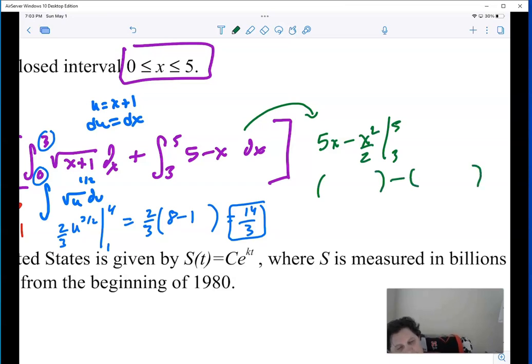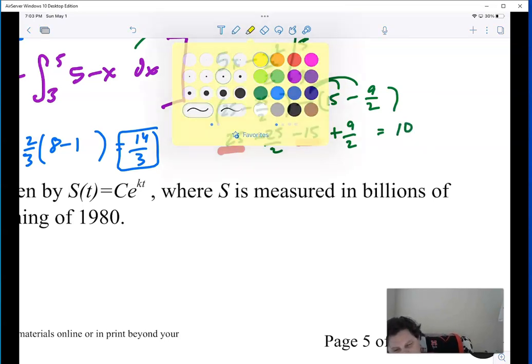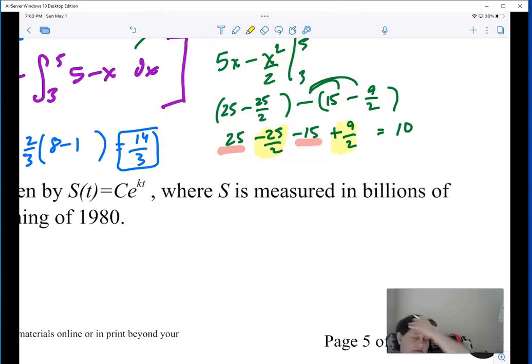And so if I do top minus bottom, when I plug in 5, I get 25 minus 25 over 2. When I plug in the bottom, I get minus 9 over 2. I'm actually not going to get a common denominator just yet. What I'm going to do is distribute that to minus plus 9 over 2, and then I'm going to combine. Negative 25 plus 9 is negative 16, and negative that equals.